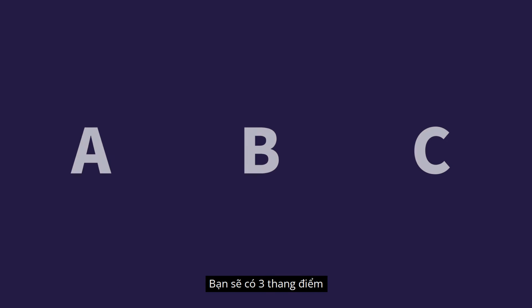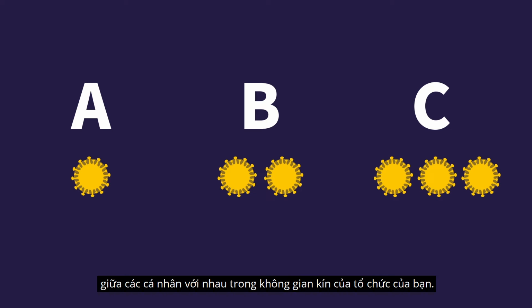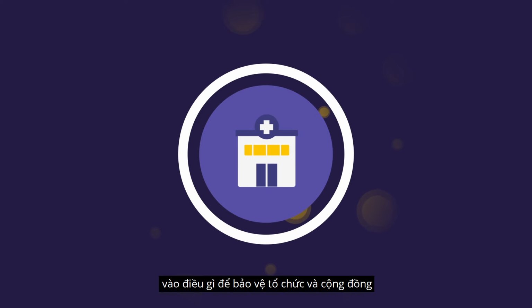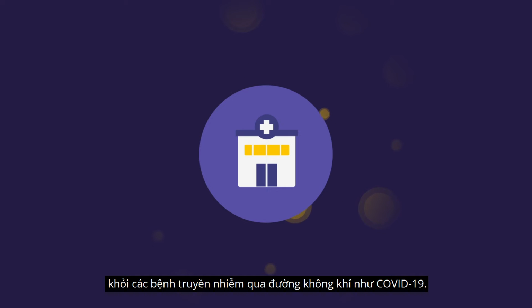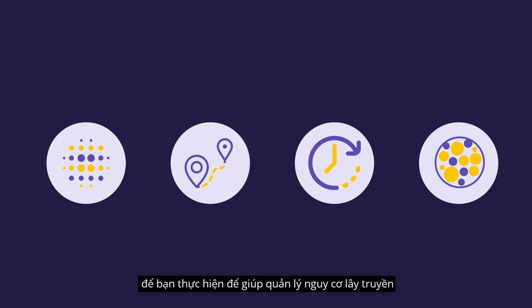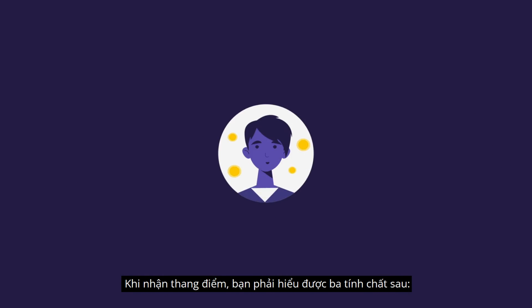You will now have a score, an A, B, or C. This score reflects your organization's risk of COVID-19 transmission among people inside the indoor space. It will help you determine where to focus on protecting your organization and your community from airborne diseases like COVID-19. Your score will include specific actions for you to take to help manage the risk of transmission. When reading your score, you need to understand 3 concepts.